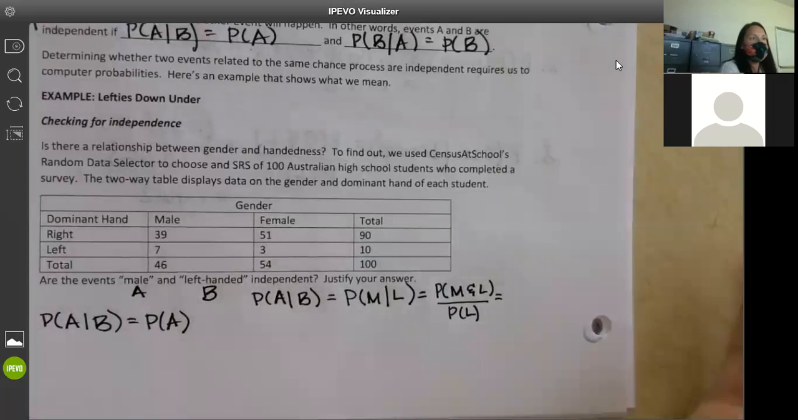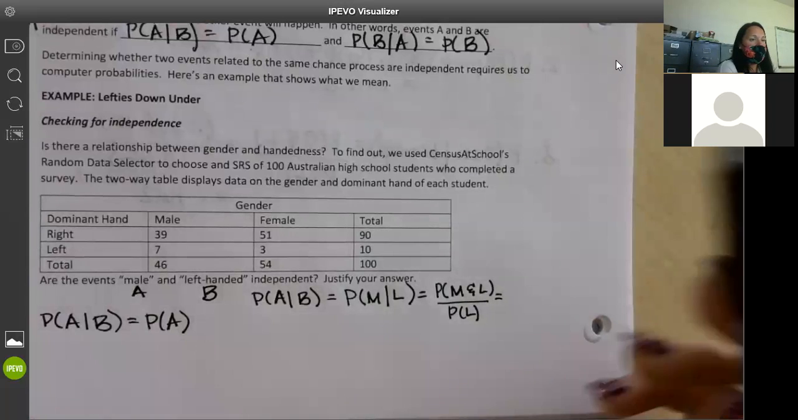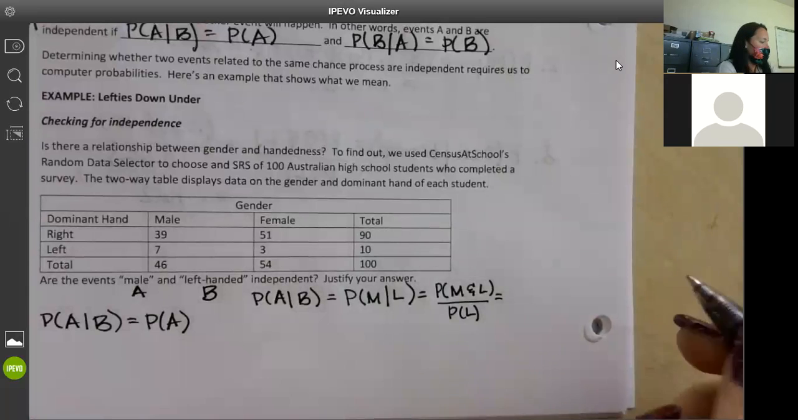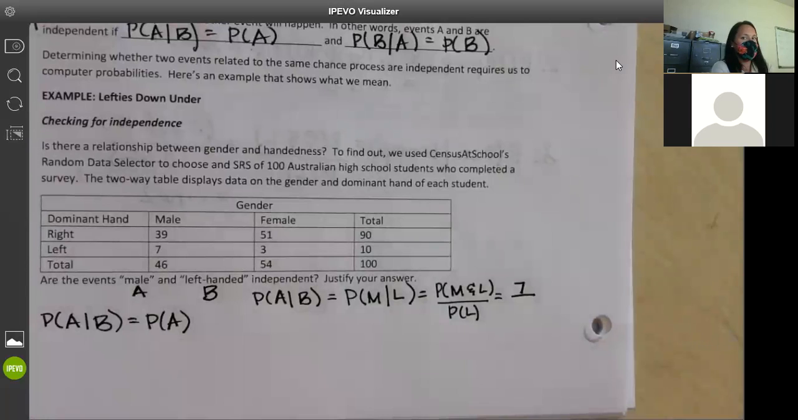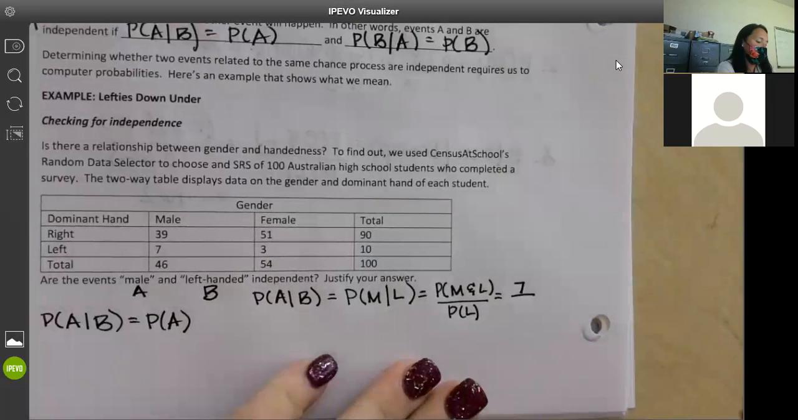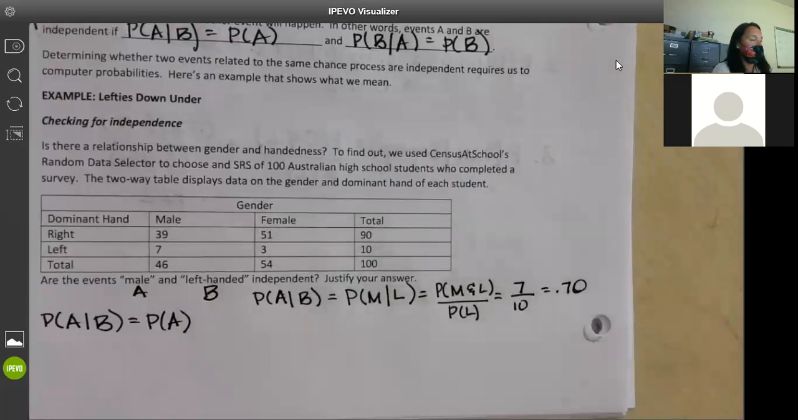Look in your chart. Your chart's easier to use, honestly, than your tree diagram because it's just specific numbers. So male and left-handed. Look in the column and the row for male and left-handed. What do you have? 7. Just start there. 7. And then what is your probability of left-handed? So we're looking for total lefties. Total lefties. Not males, total lefties. 10, which is 70%. Everybody good?